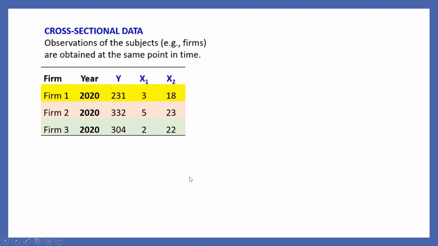Let's understand the concept of cross sectional data. Observations of the subjects are obtained at the same point in time. Just see, Firm 1, Firm 2, Firm 3, and the year is constant. And y is a dependent variable, x1 and x2 are the independent variables. So this is cross-section data.